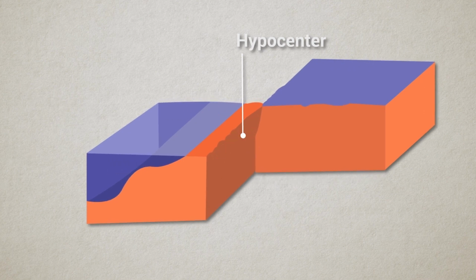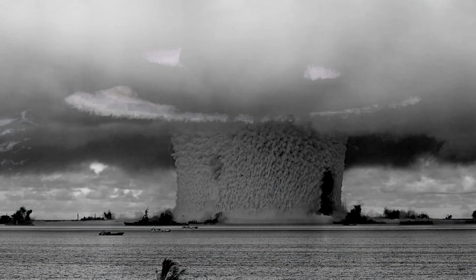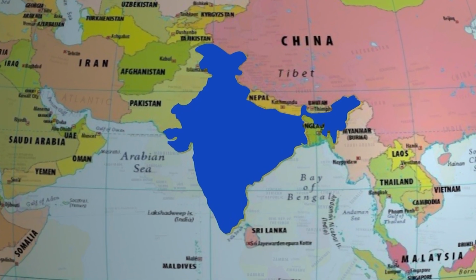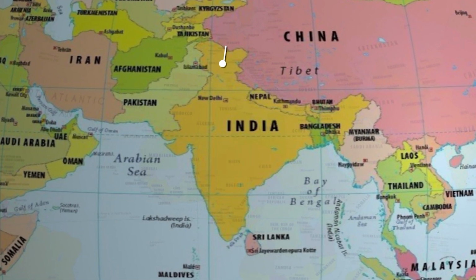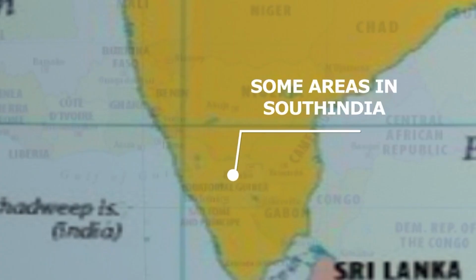Other causes of earthquakes are volcanic eruptions, an underground nuclear explosion, a meteor hitting Earth, etc. In India, the regions that come under this zone are Kashmir, Western Himalaya, Central Himalaya, northeastern regions like Rann of Kutch, Rajasthan, Indo-Gangetic Plain and some areas in South India.